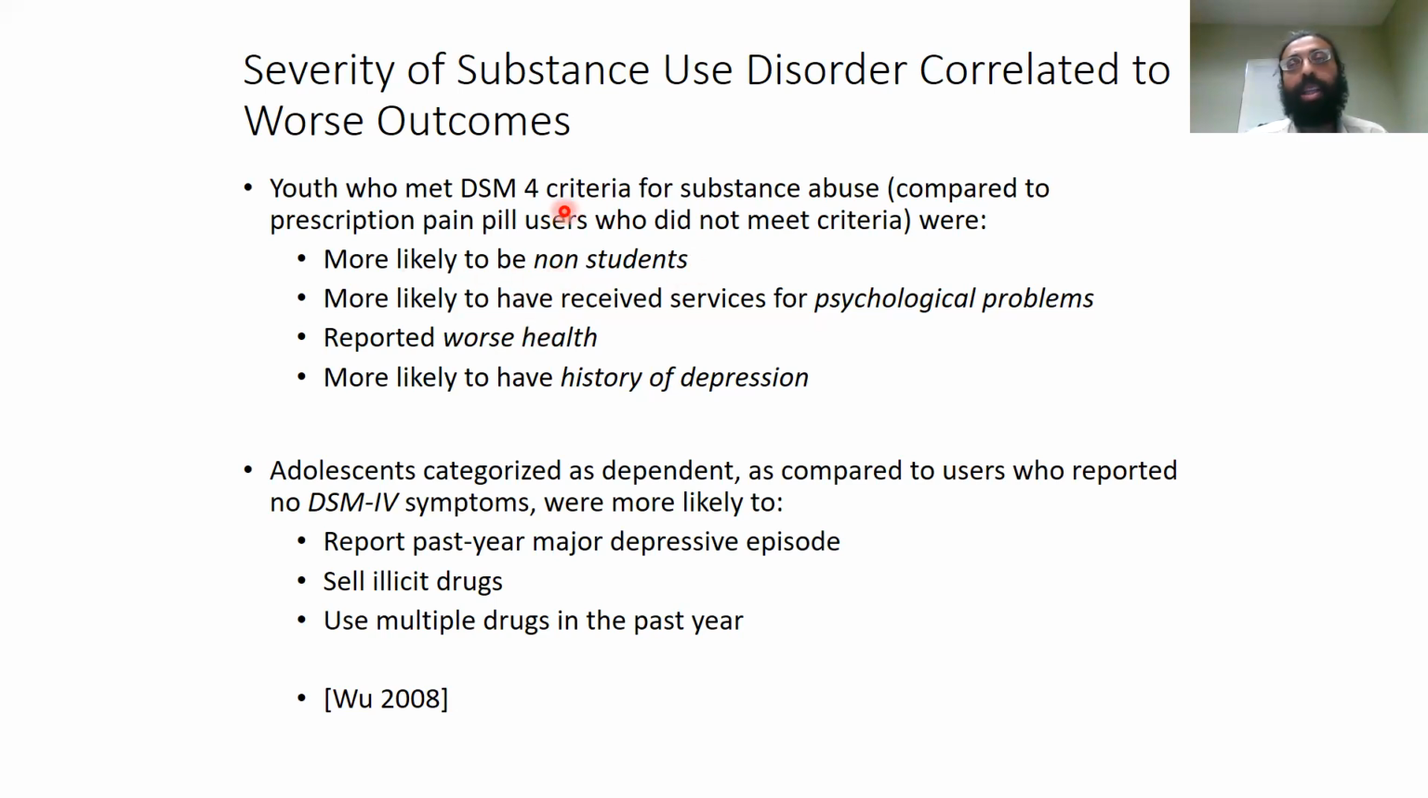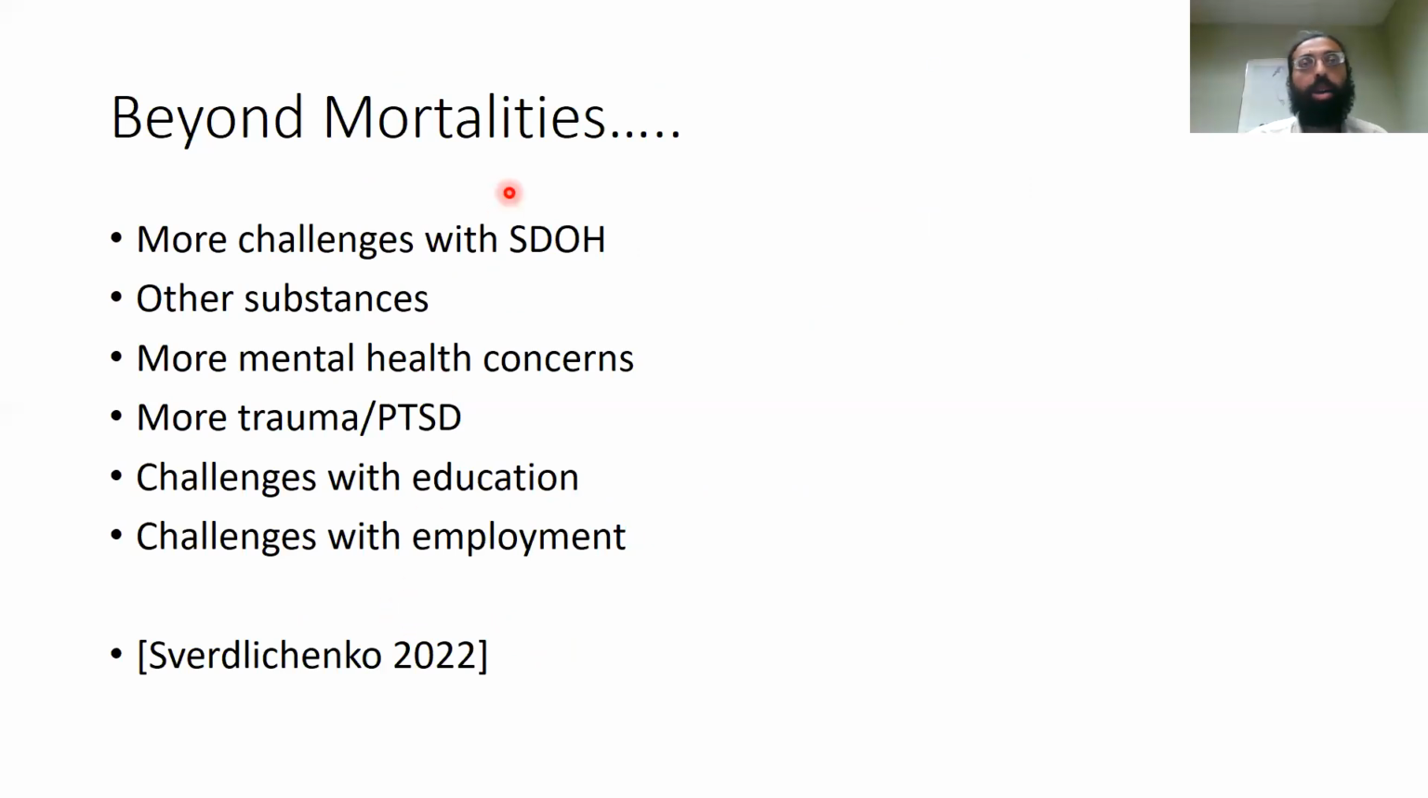They tend to be more likely to be non-students, so they're no longer involved in academics. They're no longer in school. They tend to need more services for psychological problems, worse physical health, more likely to have a history of depression, right, including these depressive episodes, sell illicit drugs, and also use multiple drugs in the past year. So both their substance use disorders tend to be more severe. They tend to have other co-occurring psychiatric illnesses, and they also tend to be faced by more psychosocial challenges, social determinants of health, as this points out, beyond just the mortalities that we early on focused on.